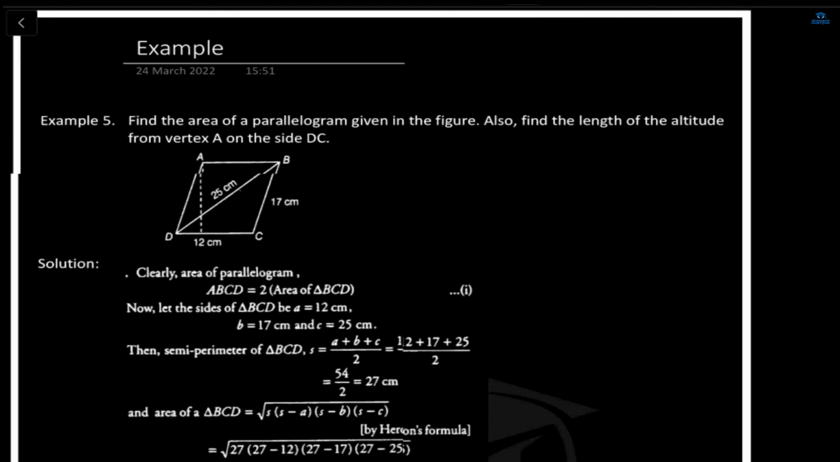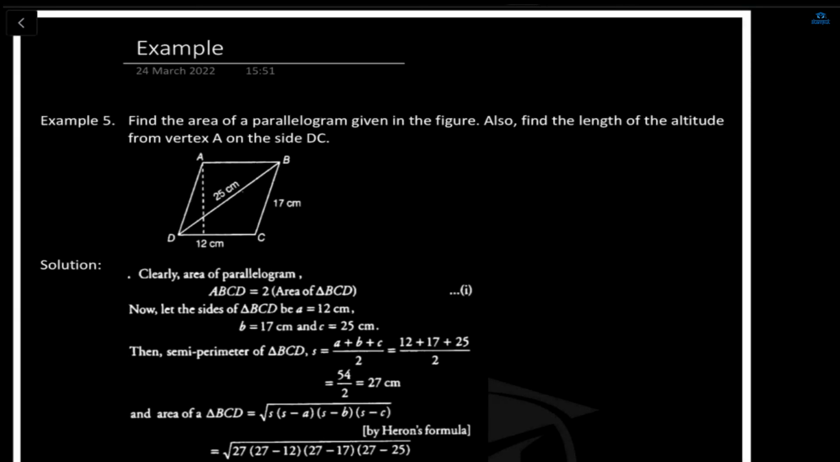Now find the area of the parallelogram given in the figure. Also find the length of the altitude from the vertex A on the side DC. That is the dotted line that you see here in the distorted diagram. The perpendicular from point A to DC, you can name it AE. We need to find the value of AE.